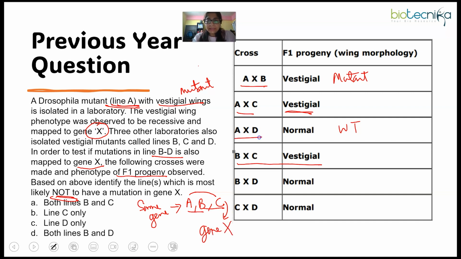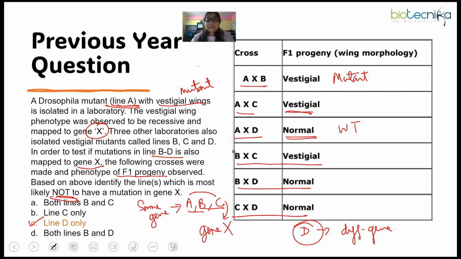See here, A and D is normal. So you cross 2 mutants and you are getting normal phenotype. Similarly, B and D normal, C and D normal. That means D is in a different gene. It is not present in gene X. So what is the question? Based on the above, identify the line which is likely not to have a mutation in gene X. That will be line D only. So the answer here will be option C.